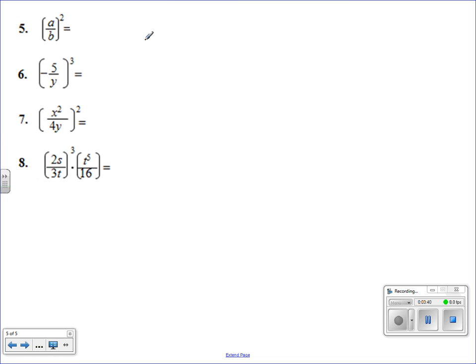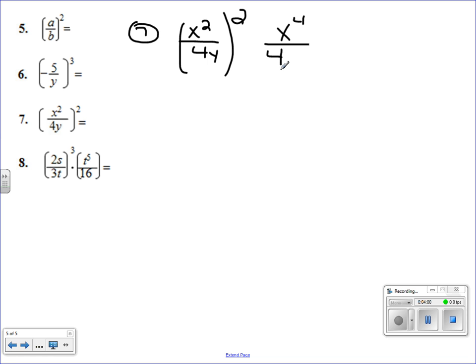Working on a little more room here, we're going to look at problem number 7. We have x squared divided by 4y, all of this being raised to the 2nd power. This power applies to everything inside the parentheses. So x squared raised to the 2nd power becomes x to the 4th. 4 squared and y squared. Getting it into its best form, x to the 4th, 4 squared, 4 times 4, 16 y squared. No like bases, nothing further to simplify, so my final answer, x to the 4th divided by 16 y squared.